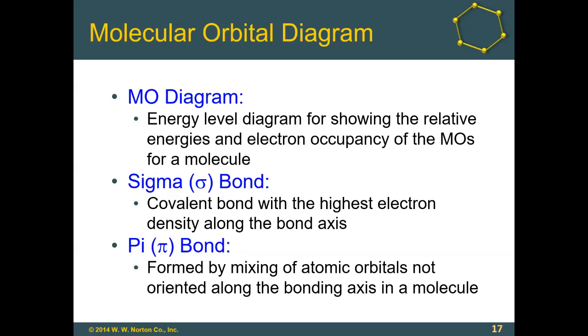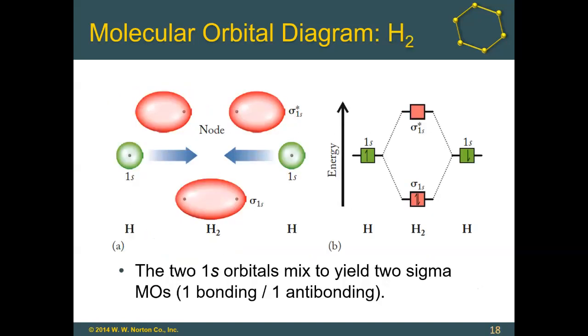The sigma orbitals increase the electron density directly along the bond axis. And the pi molecular orbitals, or the pi bonds, again increase electron density between the atoms, but not directly along the bonding axis between those two atoms. But this is where the terms come from. And these sigma bonds result from orbitals overlapping that are pointing directly at each other. And the pi bonds result from orbitals that are overlapping when they are parallel to each other.